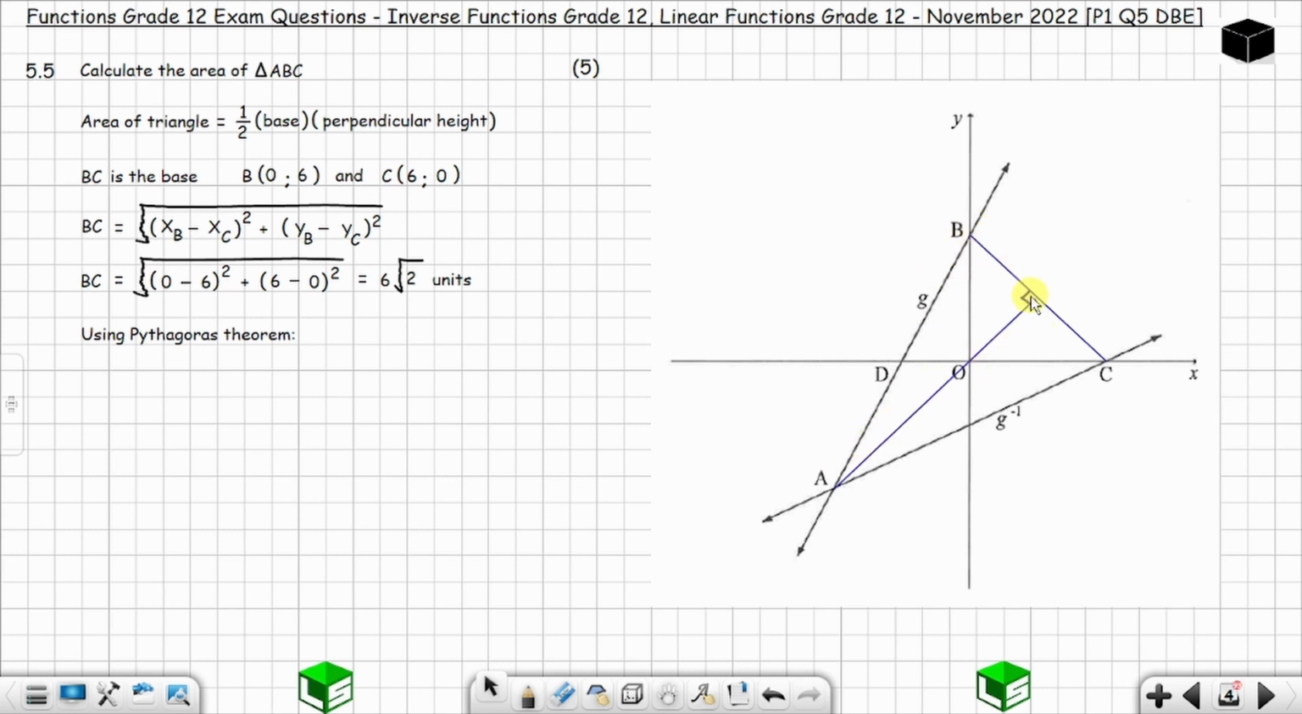This is a 90 degrees angle. So you can use this portion using the Pythagoras theorem. You can get this perpendicular height. Okay, in a right triangle, this is what the Pythagoras theorem says.